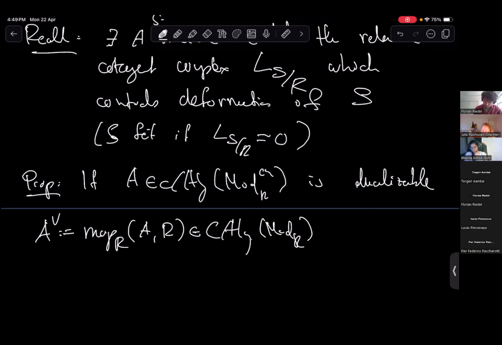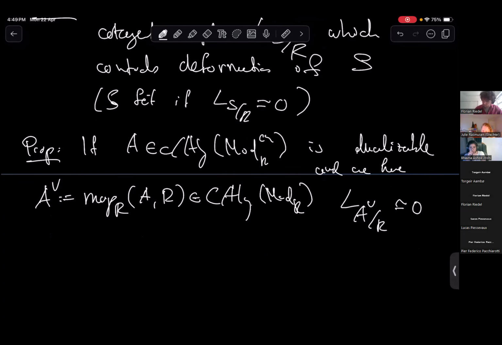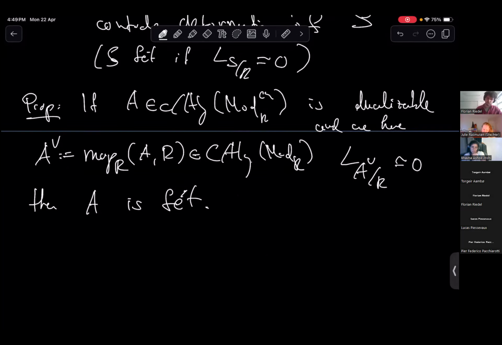If A is dualizable, and we have that for the dual the relative cotangent complex vanishes, then A itself, the coalgebra, is formally etale in the sense of the definition above. Yeah, so this is the easiest sort of example you will get of a formally etale coalgebra. But there's certainly a lot of these, so it's not a vacuous condition.